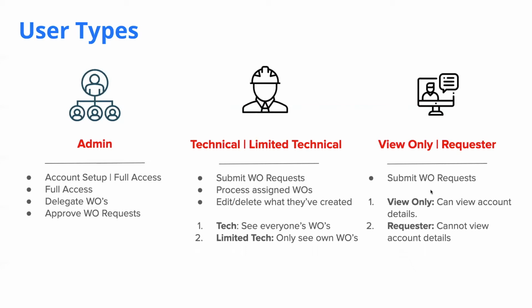And the difference between these two is that view only users, they can submit requests, yes, and they can also view the information within the account like an admin, but they can't make any edits into anything, just like the name view only. Requesters, on the other hand, cannot view account details. They can only submit work order requests.